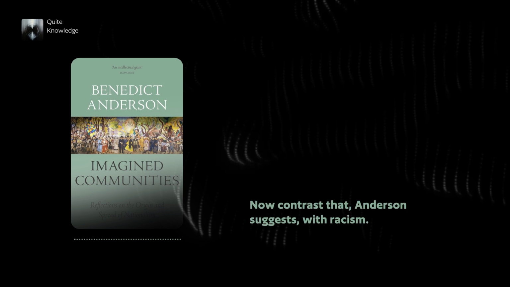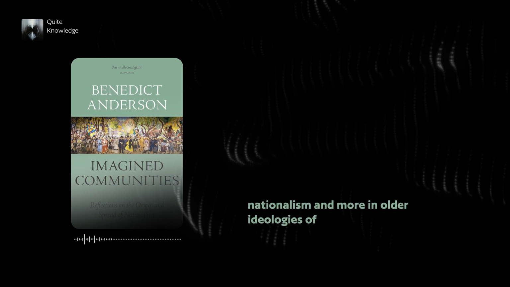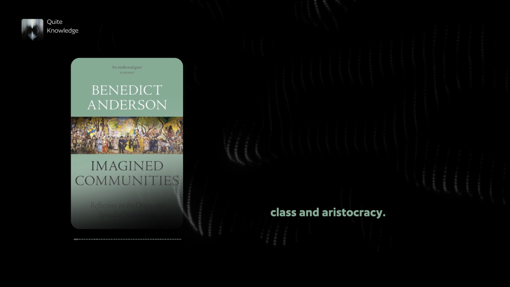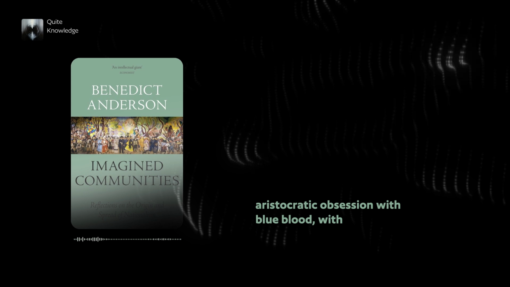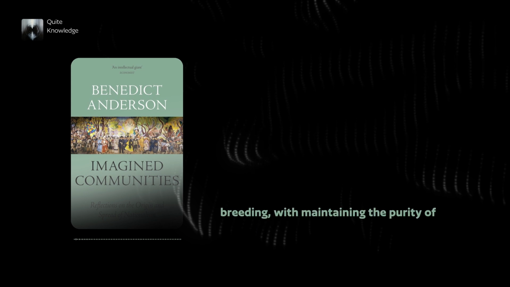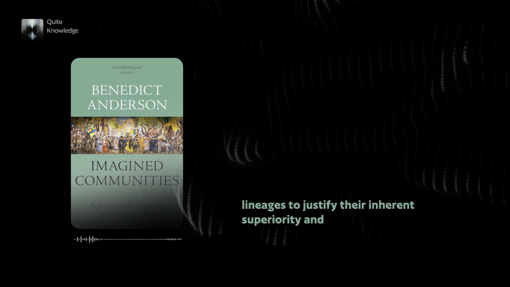Now contrast that, Anderson suggests, with racism. He argues that racism's origins lie less in nationalism and more in older ideologies of class and aristocracy. Class and aristocracy, how so? Think about historical claims to divinity or semi-divinity among rulers, separating them fundamentally from commoners, or the intense aristocratic obsession with blue blood, with breeding, with maintaining the purity of lineages to justify their inherent superiority and right to rule.